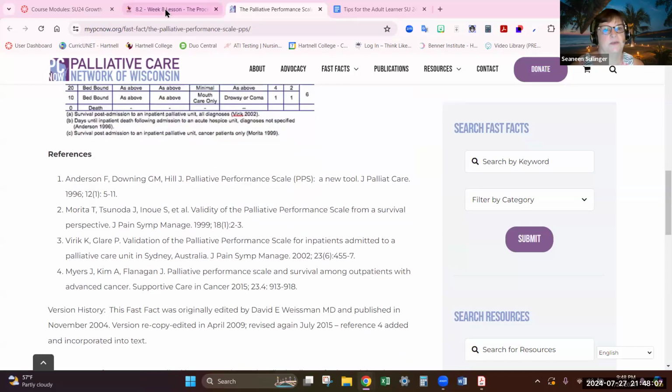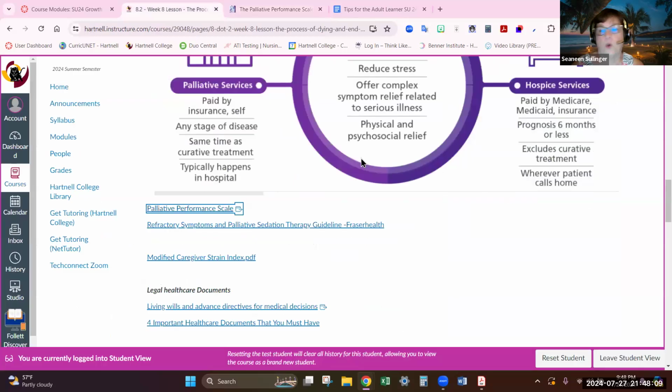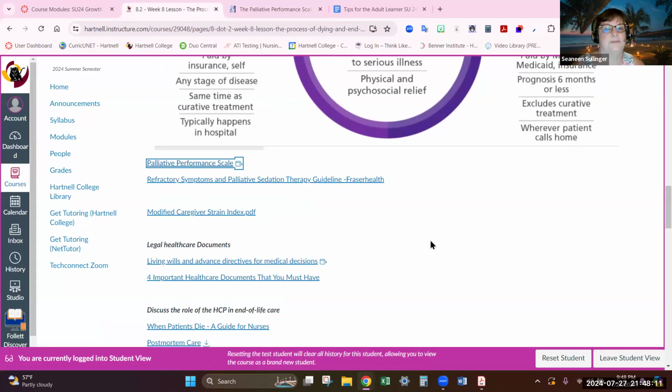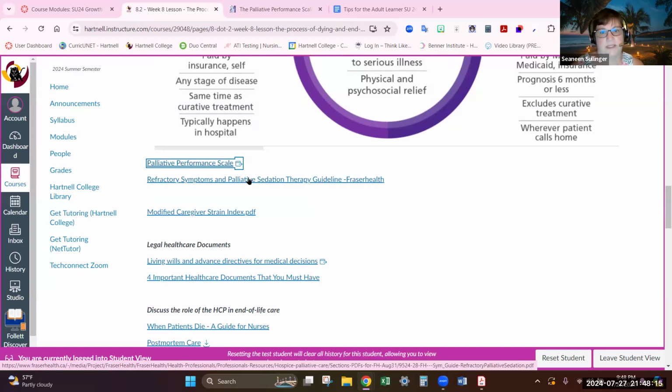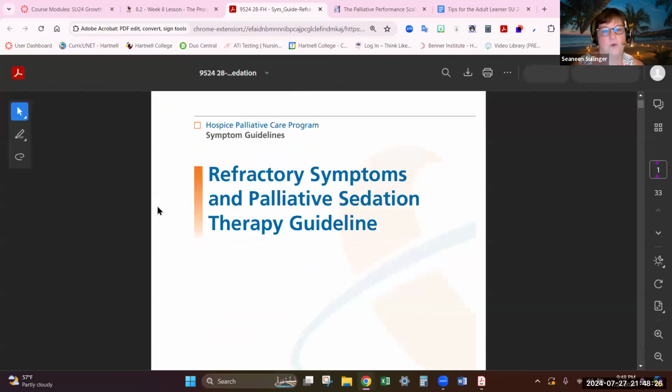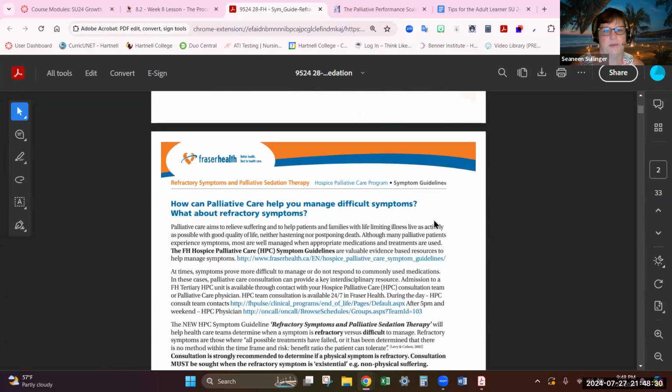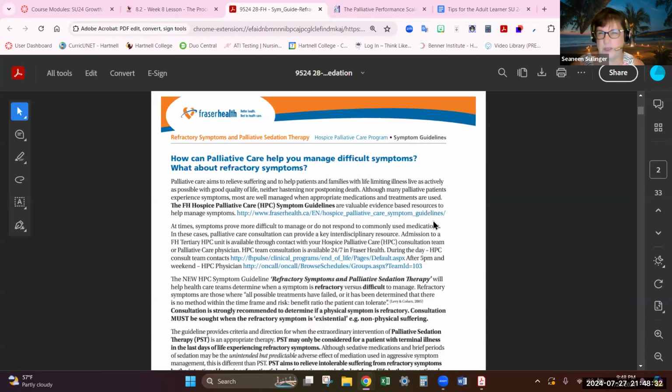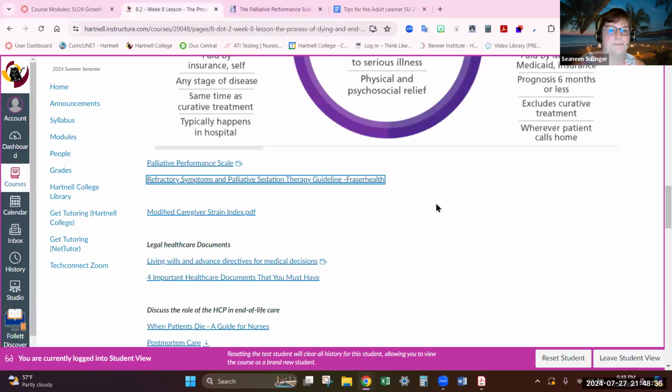And so I just thought that was a nice reference to be able to quantify that. And then this is an article that just talks about symptoms and palliative sedation therapy. Again, not something that you have to memorize or know necessarily, but I'll show you the form because it's like a long brochure, but it talks about being able to sedate the person and when you sedate and what do you sedate with. So that some of you might find that interesting.